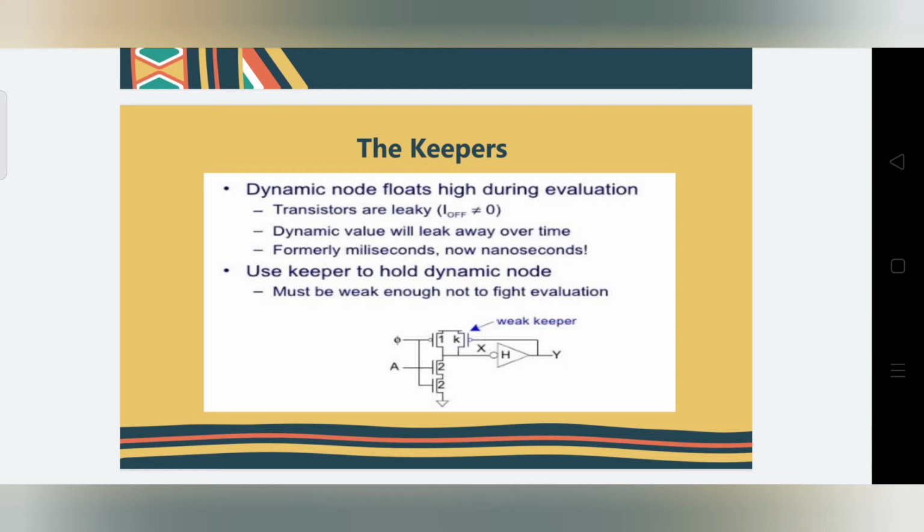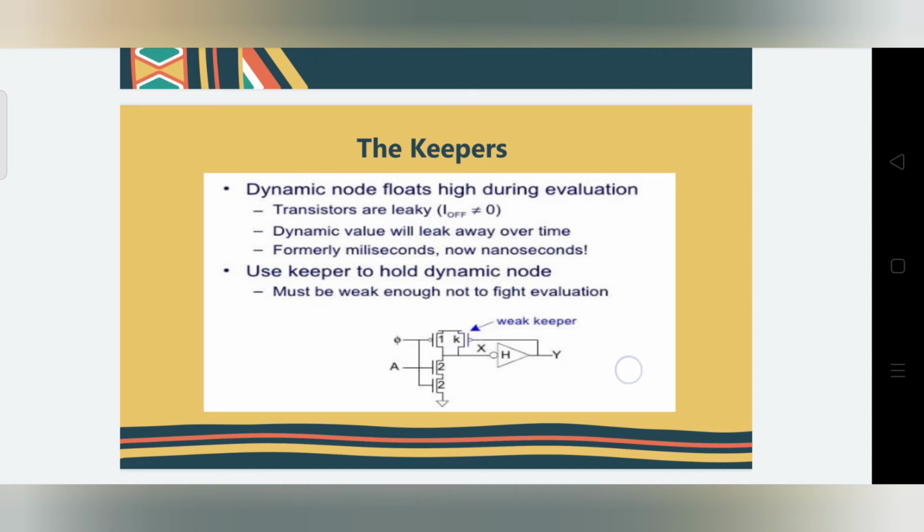A keeper is denoted in this image. You can note it down. The keeper is a weak transistor that holds the output at the correct level when it would otherwise float. The keeper must be strong enough to compensate for any leakage current drawn when the output is floating and the pull down stack is off. For small dynamic gates, the keeper must be weaker than a minimum sized transistor. Use the keeper to hold the dynamic node. It must be weak enough not to fight evaluation.